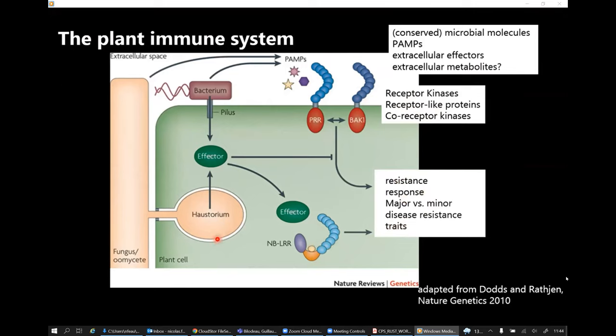so-called effectors, which are secreted by the haustoria into the cytoplasm and then recognized there, in the case of fungi. Of course, we also have adult plant resistance or similar, like minor disease resistance traits, which are mostly probably related to either hormone signaling or transport of chemicals and physiology.